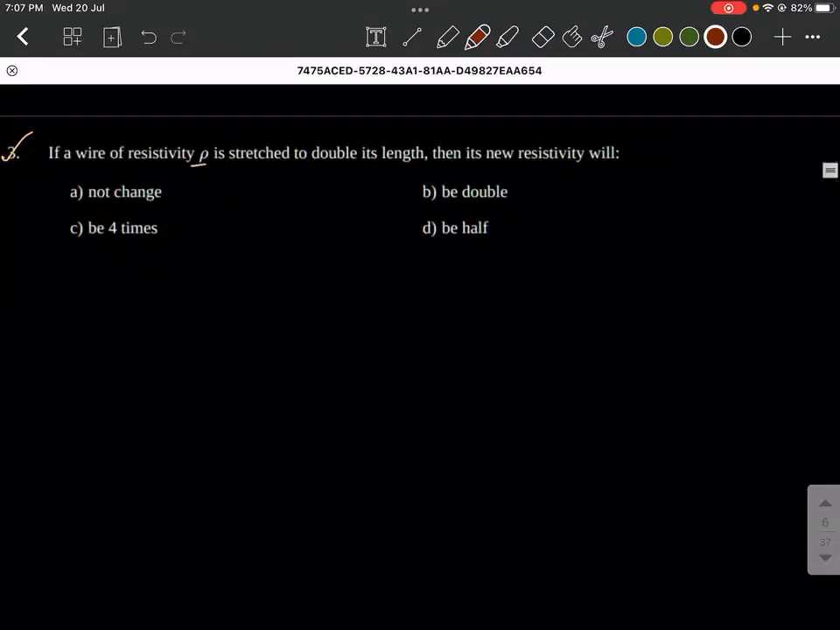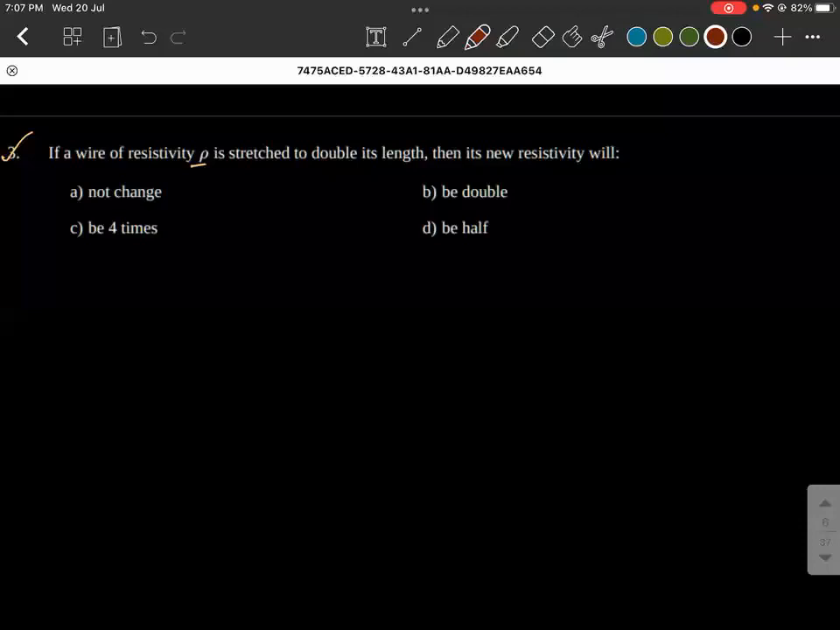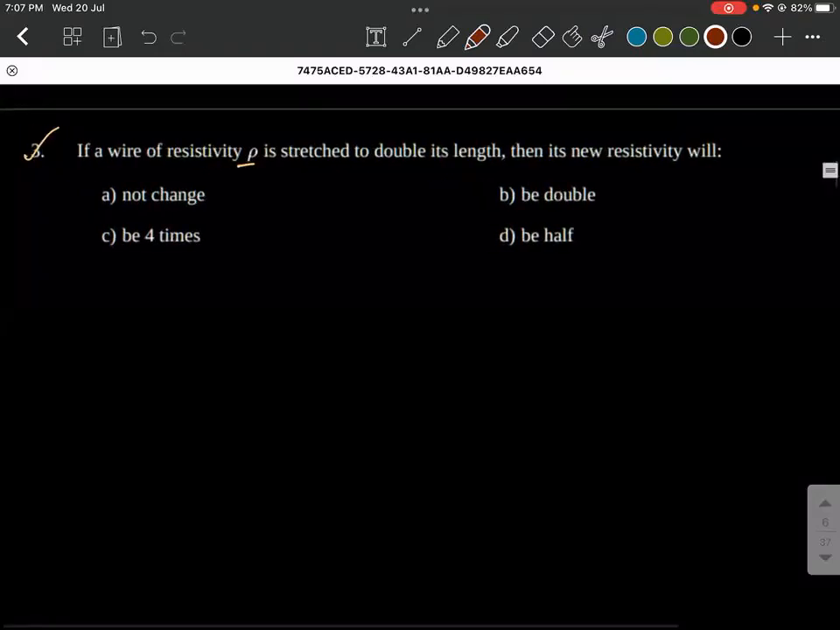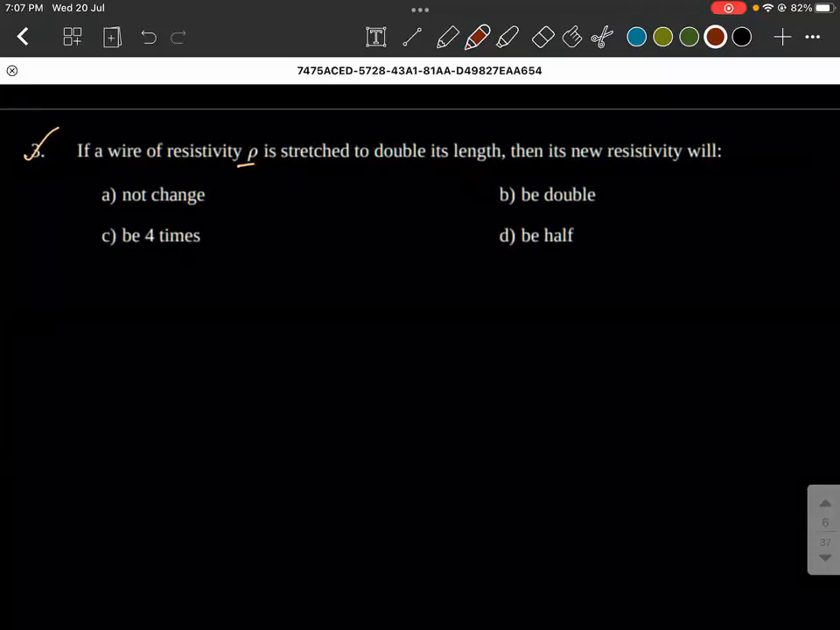If there is a wire of resistivity rho that is stretched to double its length, then what will the new resistivity be? It will not change, because resistivity does not depend on length. It does not depend on dimension. It depends only on the nature of the material.